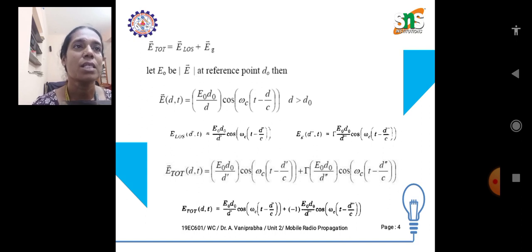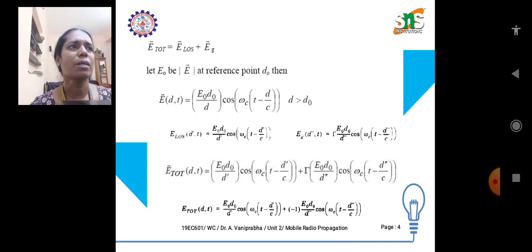So we can have that reference as E line of sight, E_LOS(d, t) is equal to E naught d naught by d' cos omega_c (t minus d' by c). And similarly, E_g(d'', t) is equal to reflection factor times E naught d naught by d'' cos omega_c (t minus d'' by c), whereas E total, which is dependent on d comma t, is equal to E naught d naught by d' cos omega_c (t minus d' by c) plus reflection coefficient times E naught d naught by d'' cos omega_c (t minus d'' by c).